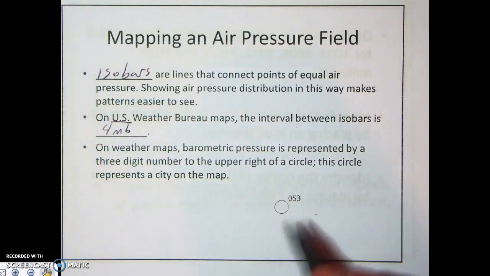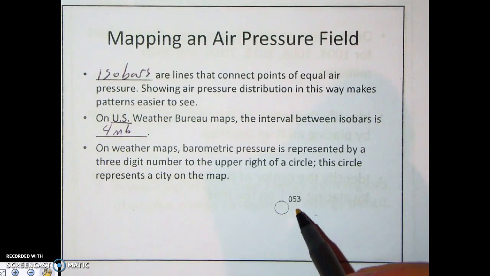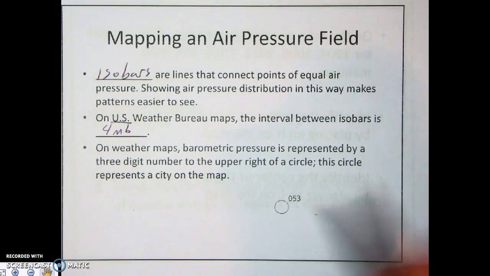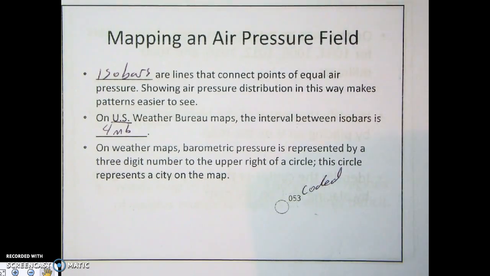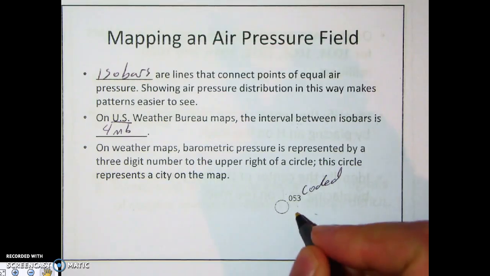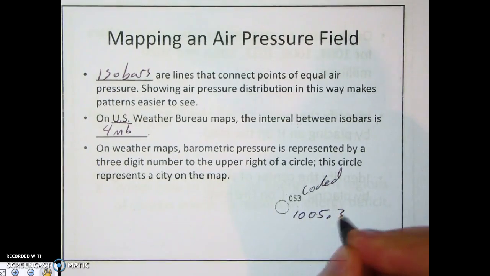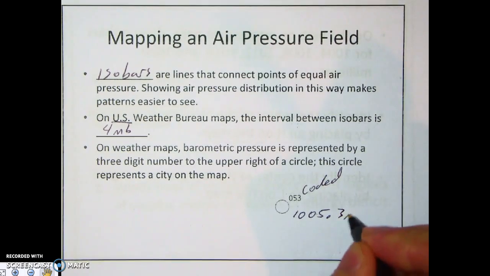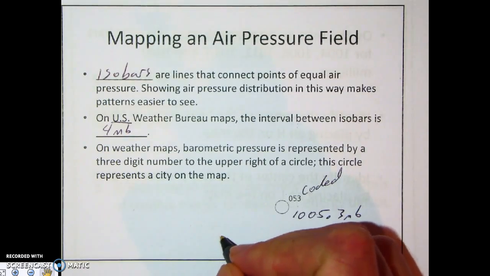Now, we've talked a little bit about these station models before and how these represent an actual physical weather station located on the ground somewhere. And this is a simplified one. The only thing it's showing is the air pressure. And we talked about how this is coded just so that there are fewer numbers on the map. And that in reality, this would be an air pressure of 1005.3 millibars.